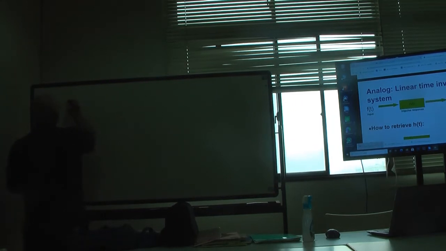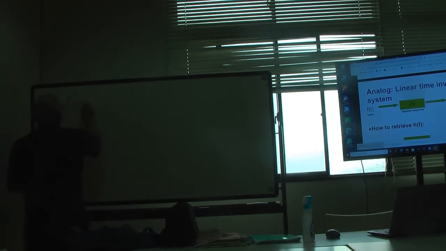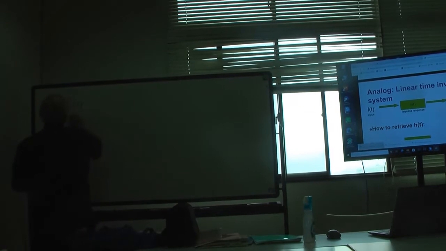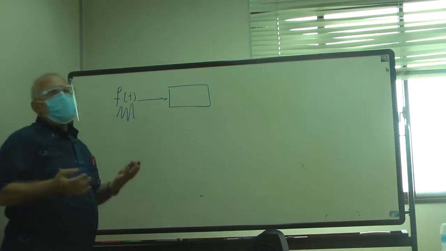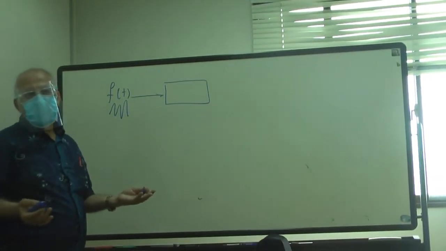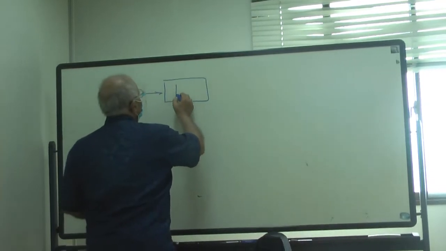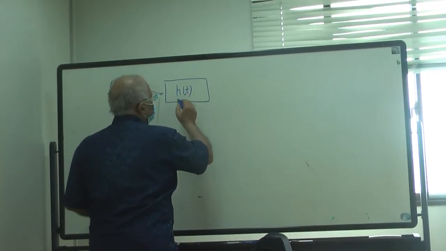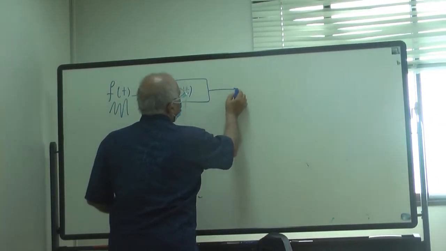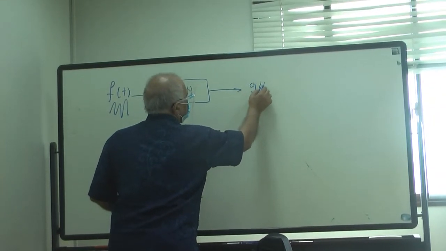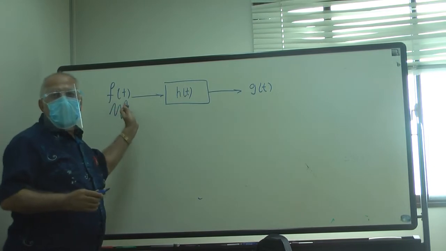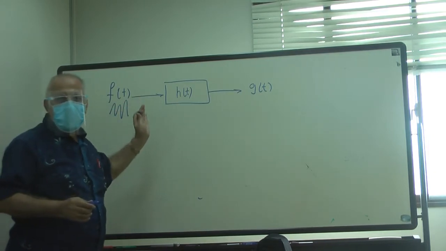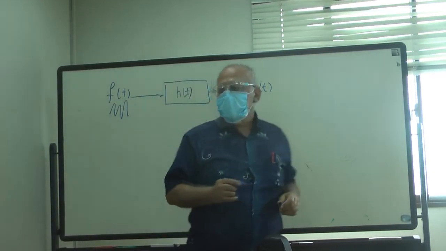If you have a signal like f(t), this could be any signal. Then you put it into the system. We call it a system, like a filter or whatever, that I call h(t). Then you get another signal, which is g(t). Do you know the relation between these three? The convolution. Have you heard about convolution?